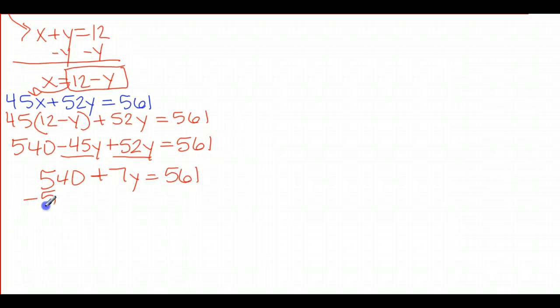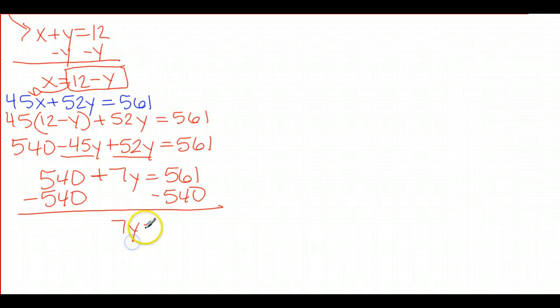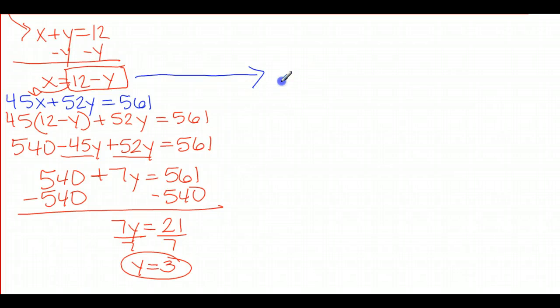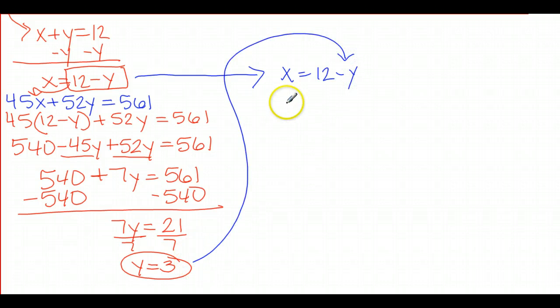Then we're going to subtract 540 from both sides of our equation. And when we do that, we get 7y equals 21. Divide both sides by 7, and we get that y equals 3. So now that we know what y is, we can go back up to our equation where x equals 12 minus y. And I know that y is now 3. I can plug that in. So x has to equal 12 minus 3, which in this case is 9.